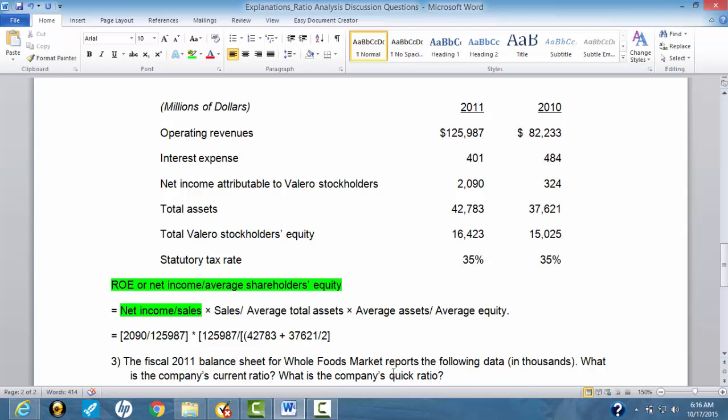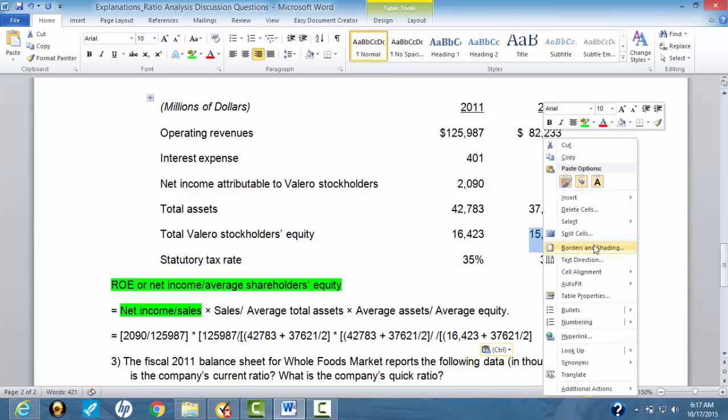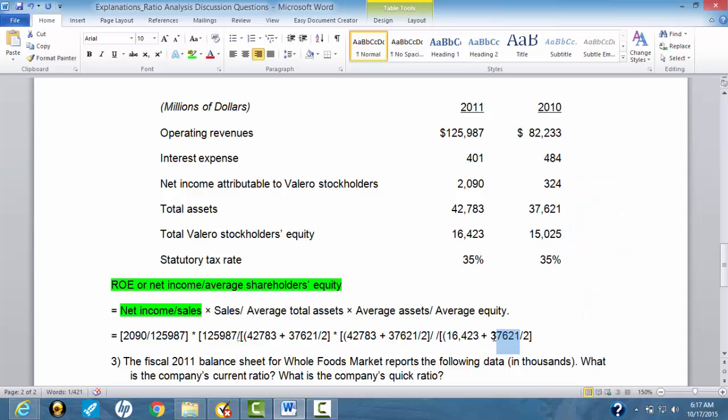Now the next is the financial leverage, and we use the average assets over average equity for this calculation. So the average assets, again, will be 42,783 plus 37,621 divided by 2. So that's what we have here. So average assets divided by the average equity. Now the equity is 16,423 plus 15,025 divided by 2.